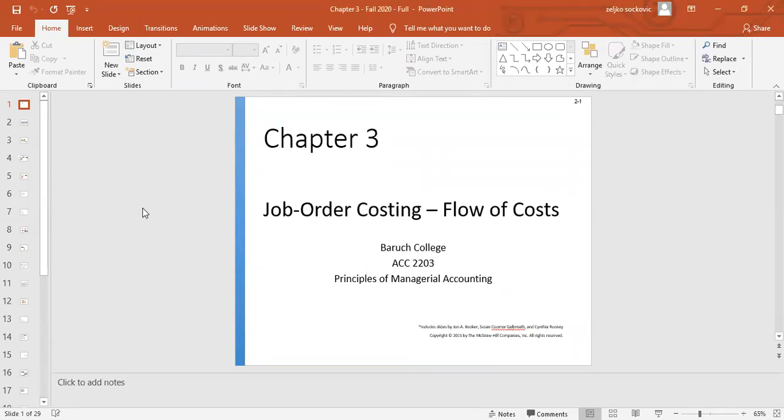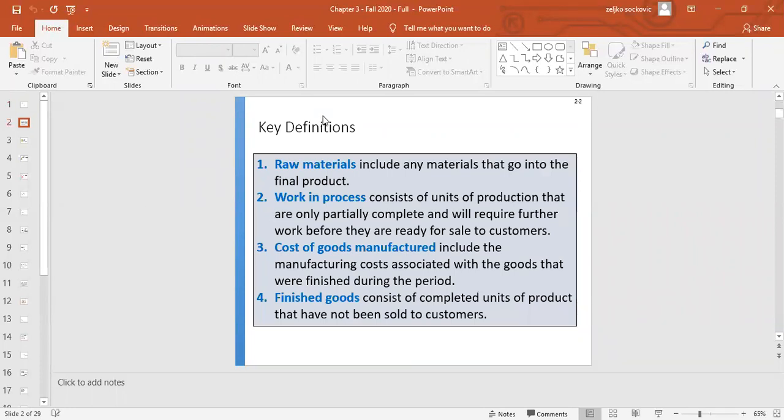Okay, so we just reviewed this now. We have raw materials, work in process, cost of goods manufactured, finished goods. These are some of the accounts. These are the key definitions. Again, you're not memorizing the definition itself, but of course you understand what it means. So raw materials are materials that go into the final product. They can be direct or indirect. We covered this in earlier lectures.